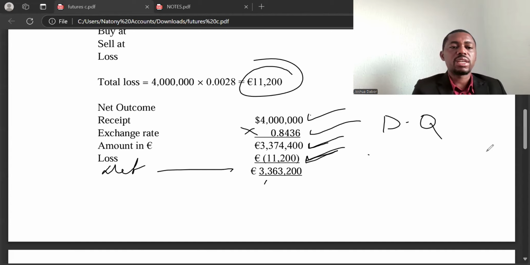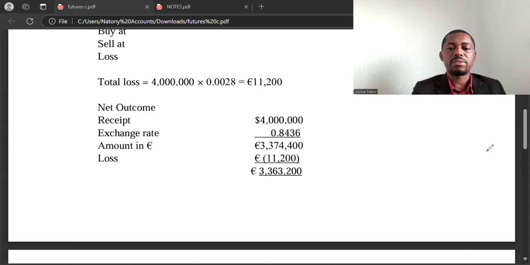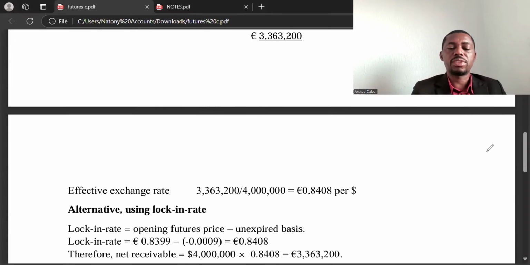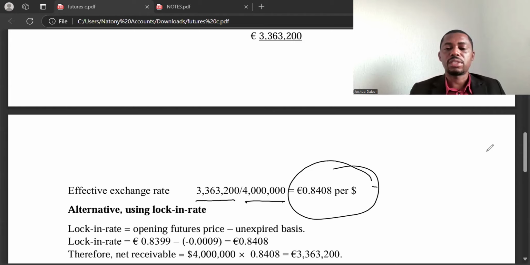So what will now be the effective rates going by this example? What will be the effective rates? So the effective rates is simply the net receivable over the foreign currency. So the net receivable in the local currency is this amount, and the receivable in the foreign currency is this amount. Therefore, this is what the effective rates. Okay? Or alternatively, you can calculate this in a different way.